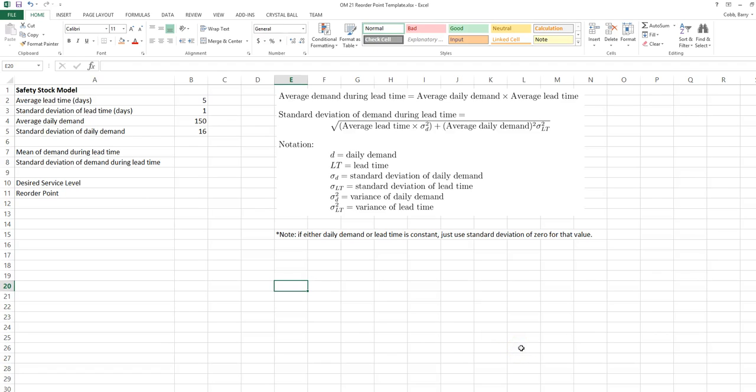This video will discuss how to determine the correct reorder point and safety stock level. In this problem, we have a business whose average lead time is 5 days, with a standard deviation of lead time of 1 day. We also have the fact that their average daily demand is 150, and that this daily demand has a standard deviation of 16.